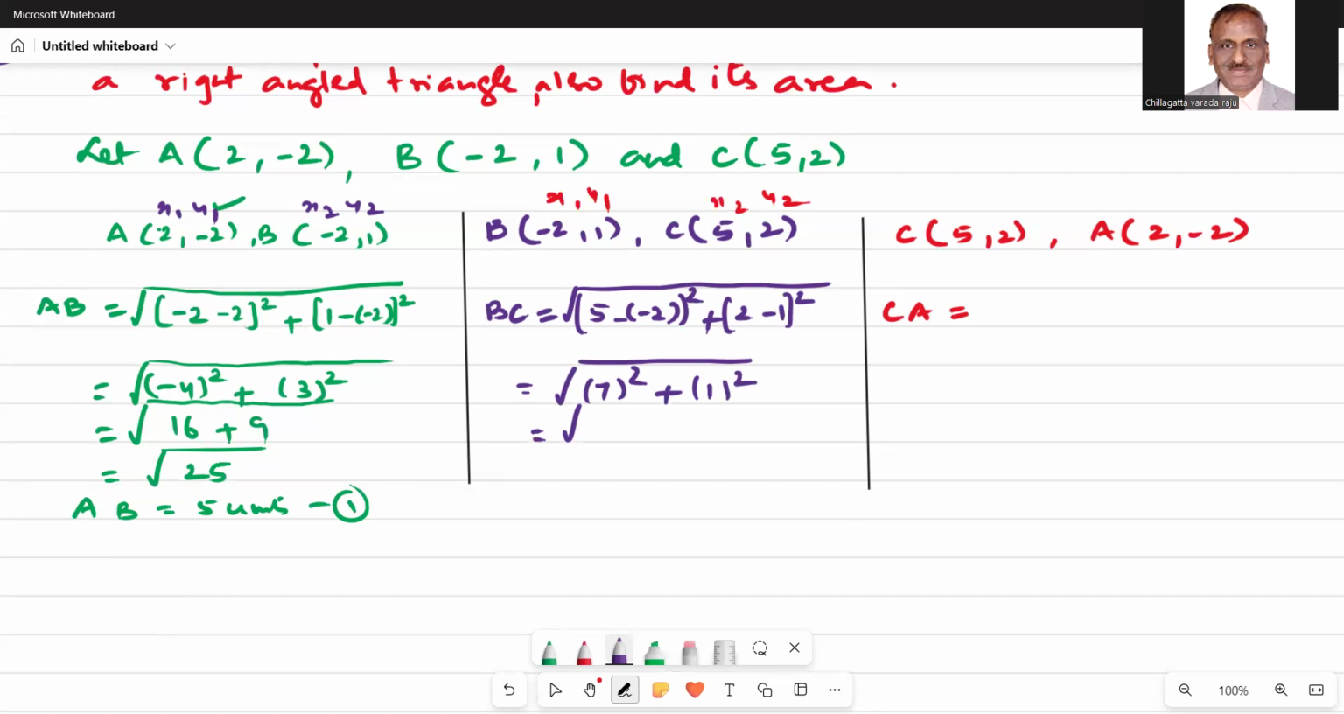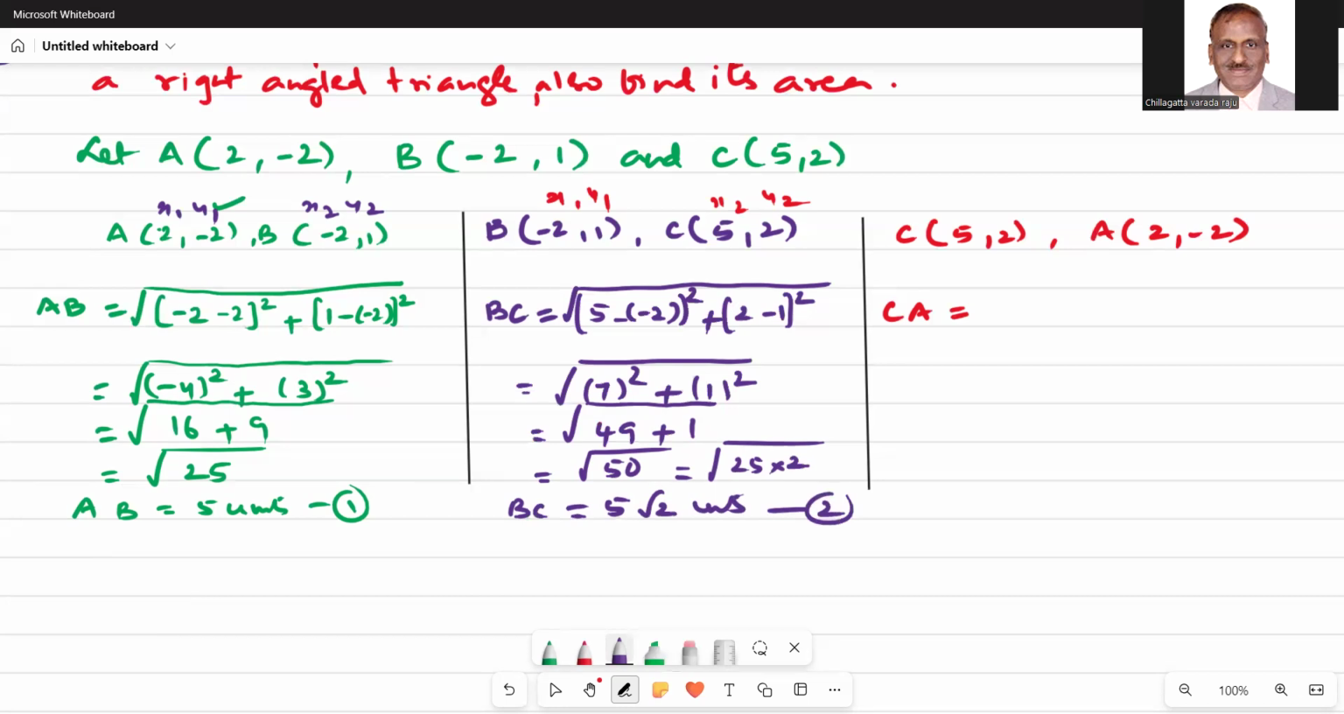So will it not become the square root of 7 square is 49, plus 1 square is 1, which is equal to square root of 50. Shall I write that square root of 50 as 25 into 2? 25 2s are 50, no? So therefore, we can write BC is equal to square root of 25 is 5, and root 2 as it is, 5 root 2 units. And keep this as equation number 2.